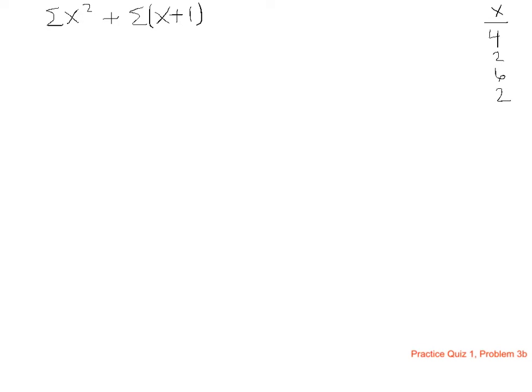This is problem 3B from practice quiz 1. Again, here I have placed my x variable, which has 4 scores under it. And over here we have the equation we need to solve. We have sigma x squared plus sigma parentheses x plus 1.